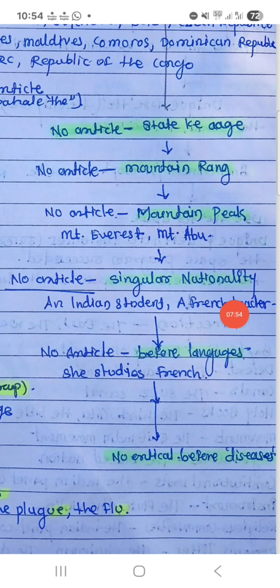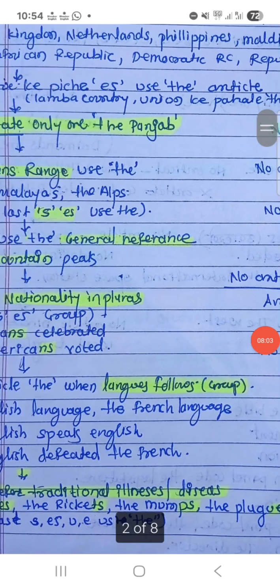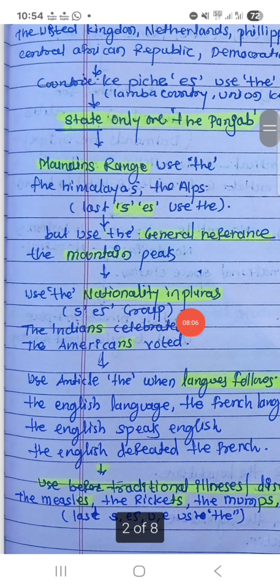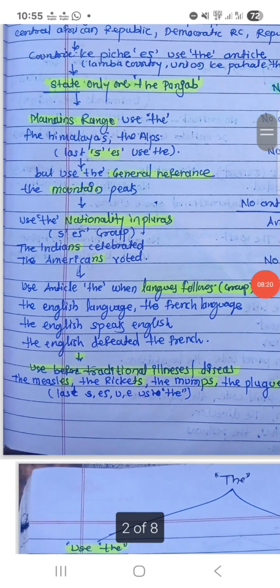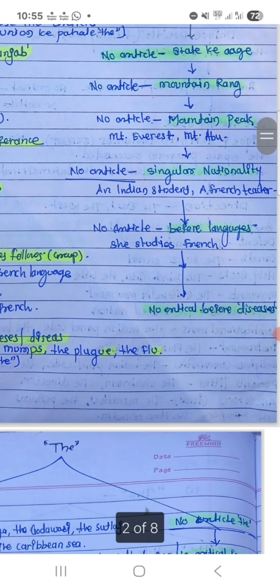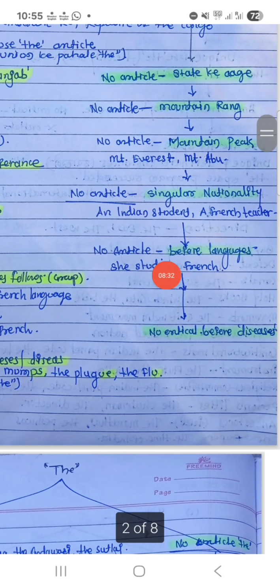Next, single nationality, singular nationality, no article. An Indian student, a French teacher, that means singular nationality is there. Opposite side, use nationality in plural. For example, the Indians celebrated, the Americans celebrated. Next, use the article the when language follows the group, for example the English language, the French language, the English speak English, the English defeated the French. And on the other side, no article before language: she studies French, a single language there, no article.